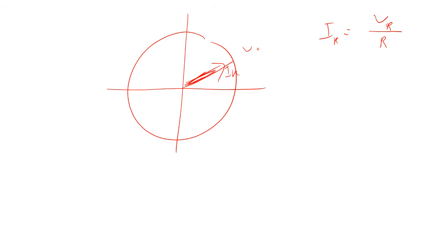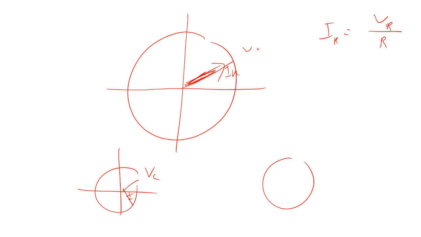Well, if we were to draw phasors for that, we would say we've got voltage on the inductor and the current lags behind. For a capacitor, we have the voltage on the capacitor and the current leads by pi over 2.